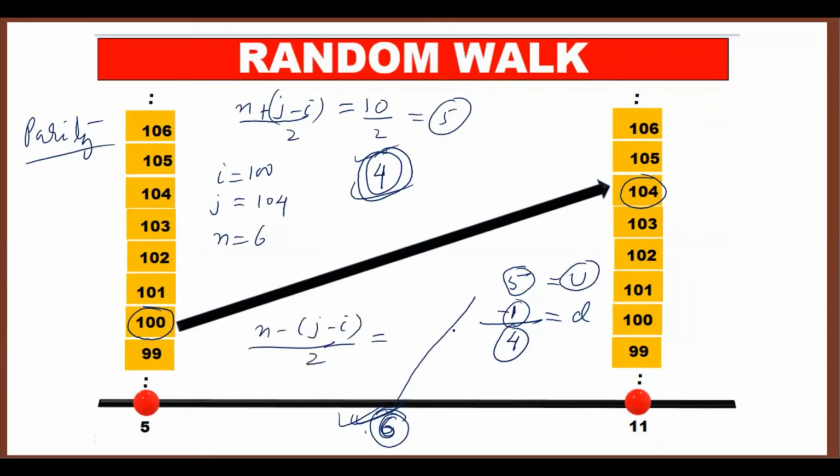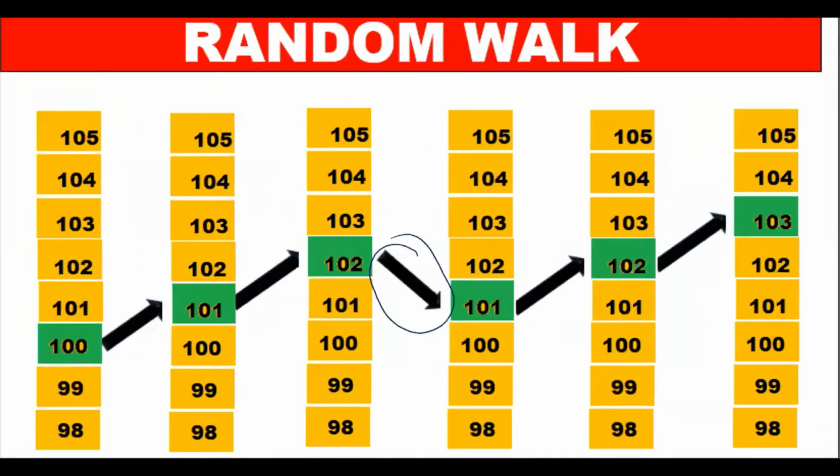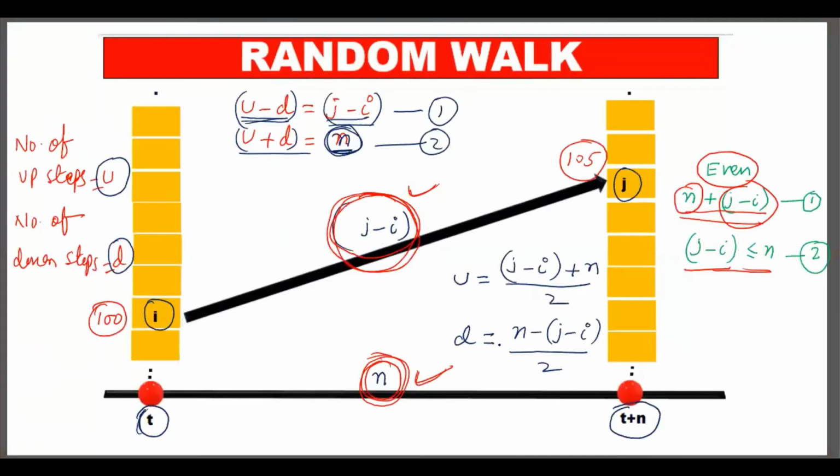So d will be (6 minus 4) divided by 2, that is 1. This is d and this is u. You can apply this formula. You need not remember this all the time. So now we know the number of up steps and the number of down steps. And finally, we'll write everything here.